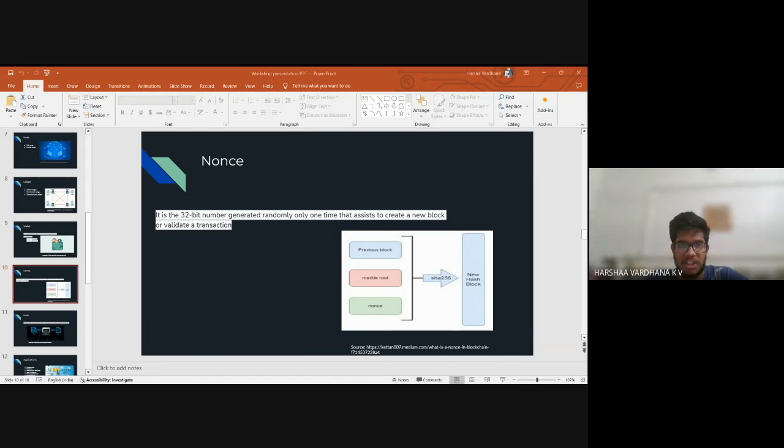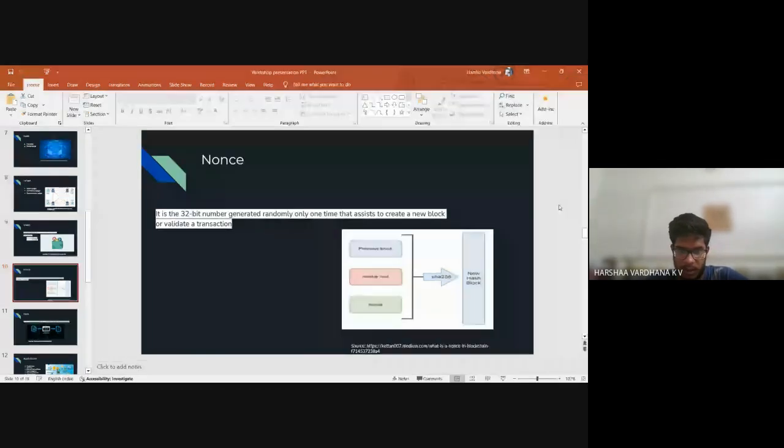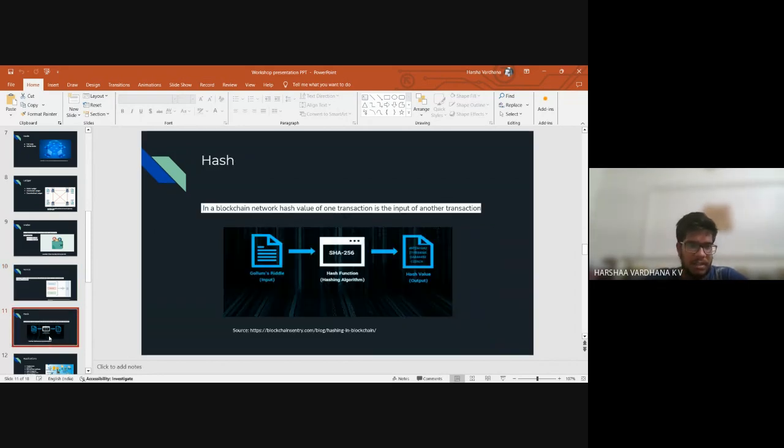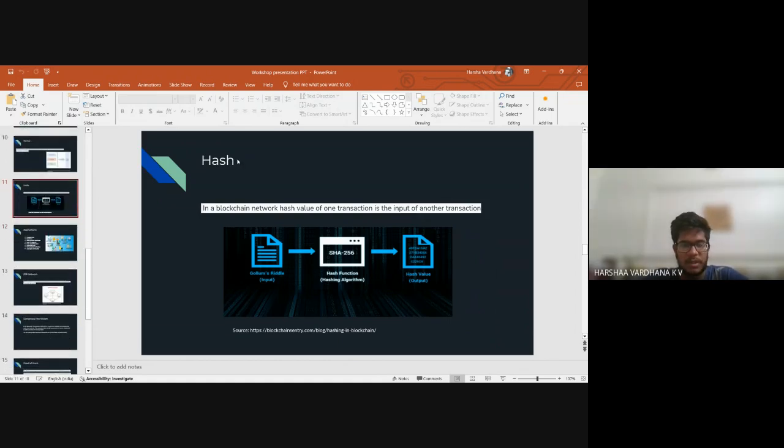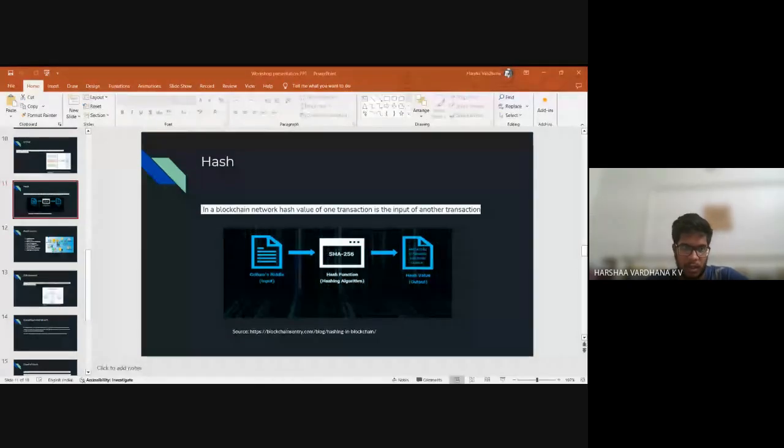Miners change the nonce value in a process called mining to find a valid hash that meets certain criteria. As simple as that. As you can see, the SHA-256 algorithm is used to create a new block. The SHA-256 algorithm provides a fixed-size hash value, which ensures data integrity and security. All right. So next, we're going to talk about hash. Hash is another key component of blockchain technology. So, what is a hash?